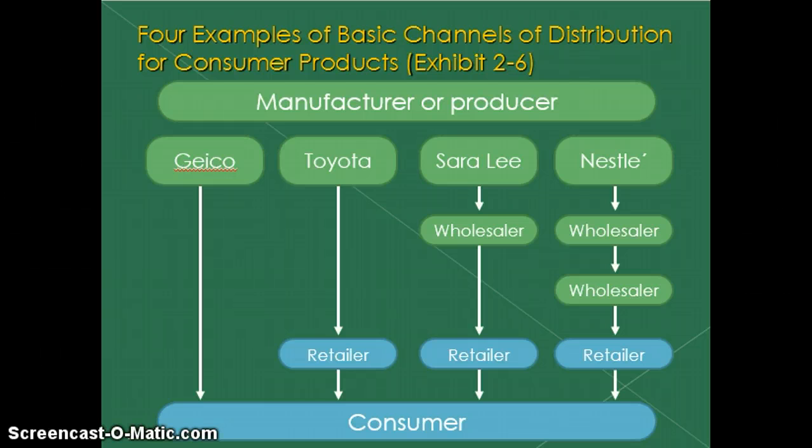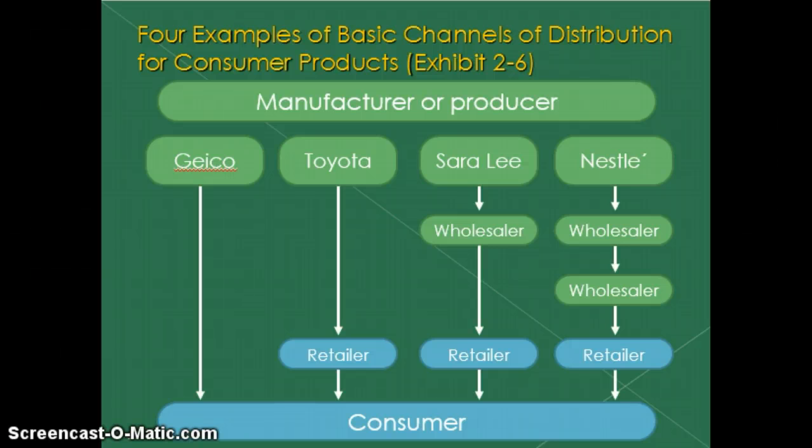If you're looking here at the example, the slide, you'll notice that some types of companies will have what's called a direct channel or direct line of distribution, which goes right from the manufacturer or the producer to you and I as the consumer at the bottom. Insurance companies, they have Geico as an example. Insurance companies are a great example of this because you buy your insurance directly from the company.